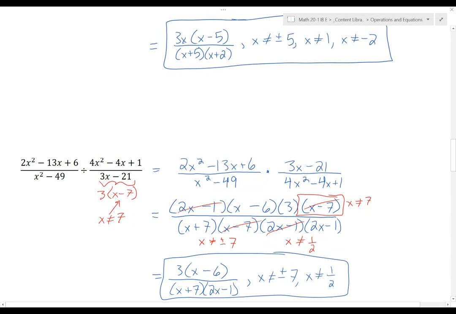So division and multiplication, basically just like simplification. Division, you have that extra step of turning it into multiplication, and you have to be careful with your non-permissible values that you are looking at anything that has ever been in a denominator at any point in your entire process.